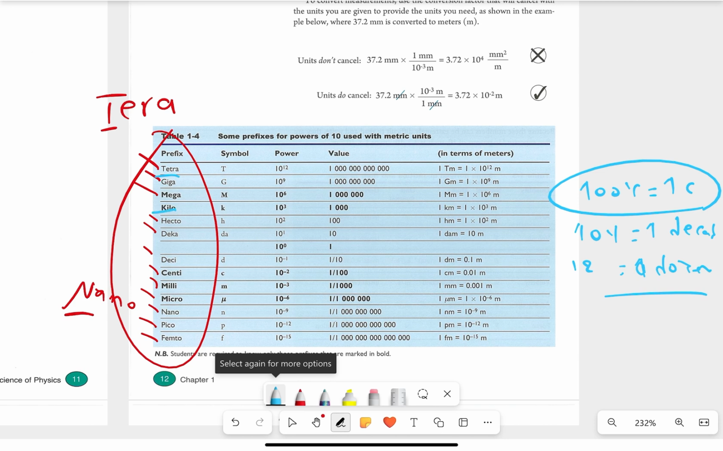For example, if I tell you kilo, kilo alone does not mean anything. It only means 1,000. Okay, hecto alone doesn't mean anything. It only means 100. So you should add something to it. For example, you will say 1 kilometer, which means 1,000 meters, or 1 kilogram, which means 1,000 grams, or 1 kilosecond, which is equal to 1,000 seconds. Okay, so these prefixes only express powers of 10.